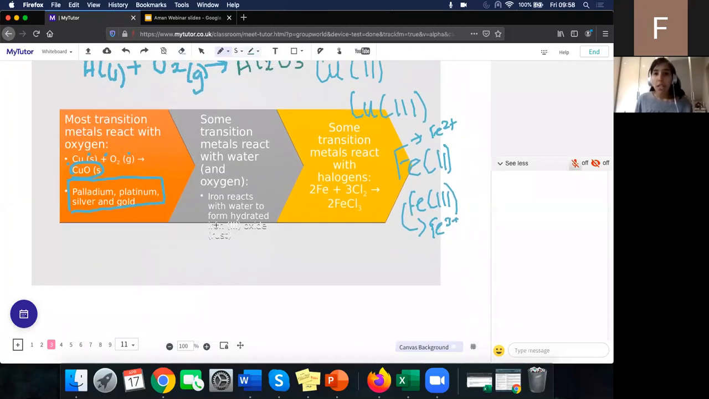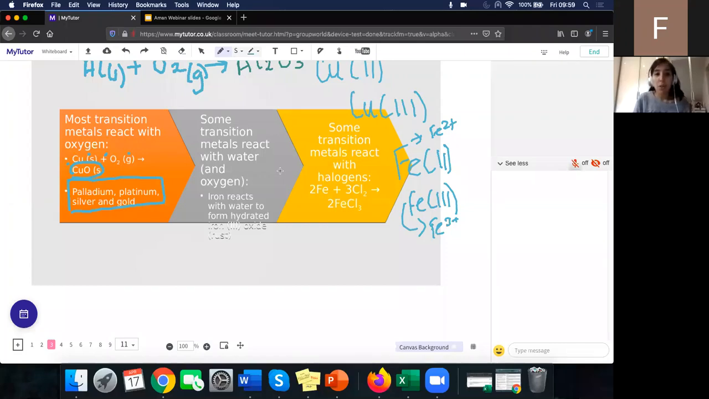The next reaction is that some transition metals react with water and oxygen. You may remember that the reaction with water and oxygen is called rusting, and there's only one transition metal that will do it, and that's iron, but there's one alloy. Does anyone know the alloy of iron that also rusts? Steel, excellent. So steel is the alloy of iron that also rusts. So iron and steel will rust, and that is when they react with water and oxygen. And what's really important is that you need both water and oxygen there for rusting to occur.